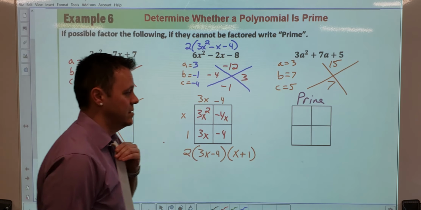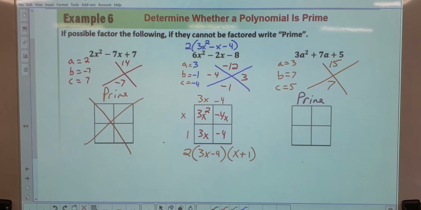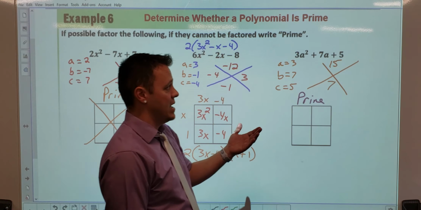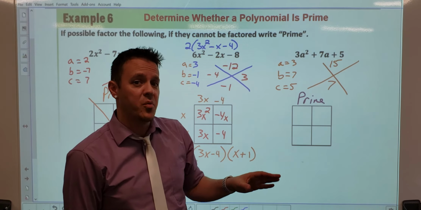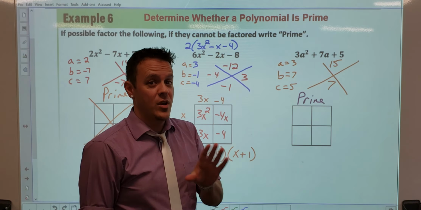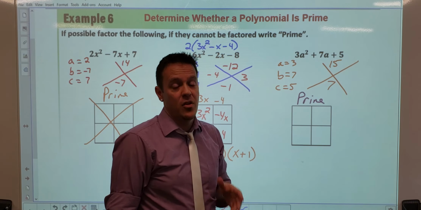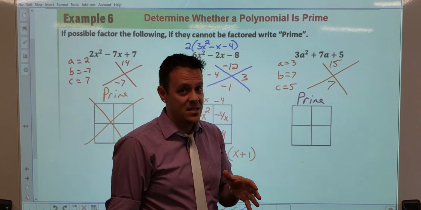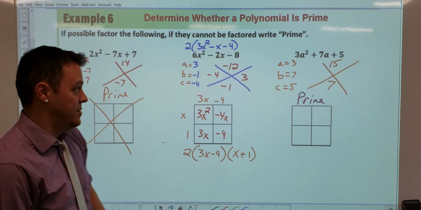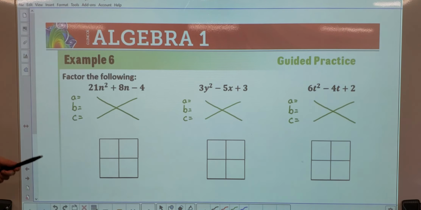All right, ladies and gentlemen. Hopefully you guys understand that. There are times where you're not going to be able to factor it. Now, the only reason I hate showing prime is because if you guys can't figure out the math, you'll say everything is prime. The likelihood of that happening on a test is slim to none. Last one, you guys do it on your own, please.